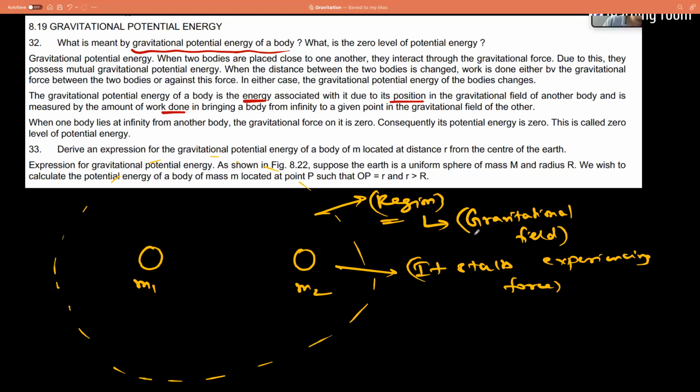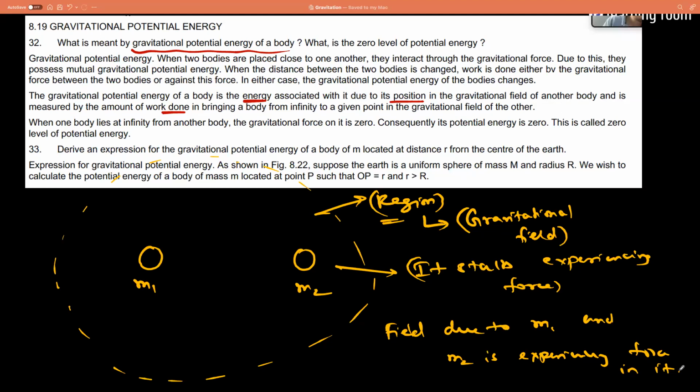Right? Now, having said this, what we can say is there is a field due to M1 and M2 is experiencing force in it. Are you able to visualize this concept? So there are two masses, M1 and M2. Surrounding M1, there is a region. And in that region, if you place another mass, the second mass will start experiencing the force. So the region around the first mass where the second mass is experiencing force is what is called the gravitational field. Am I clear with this concept?